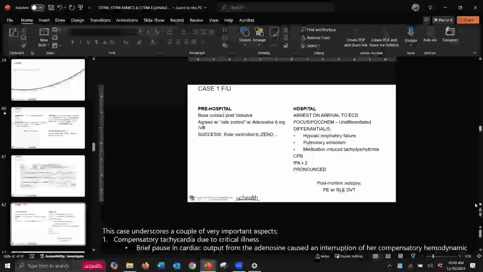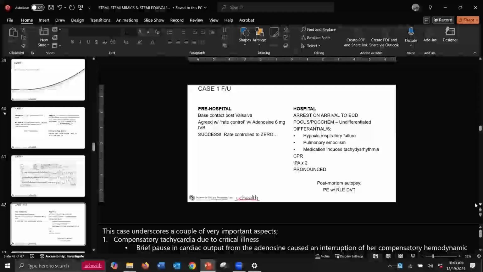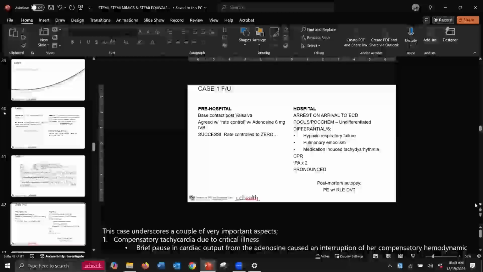You're saying there was an interior block on it as well? Yeah, which is probably rate dependent, right? So follow up. Base contact post Valsalva, they Valsalva'd, then they gave adenosine, success, rate controlled to 0. Hospital arrest on arrival.